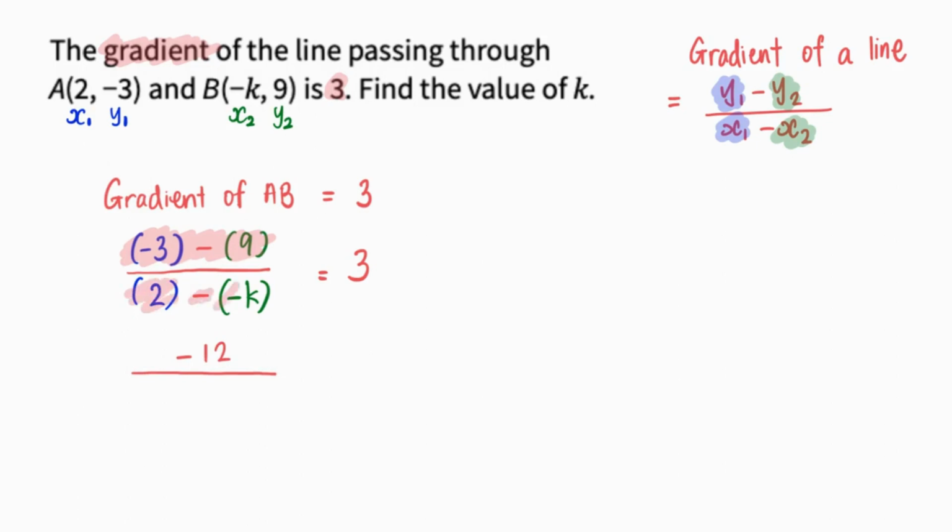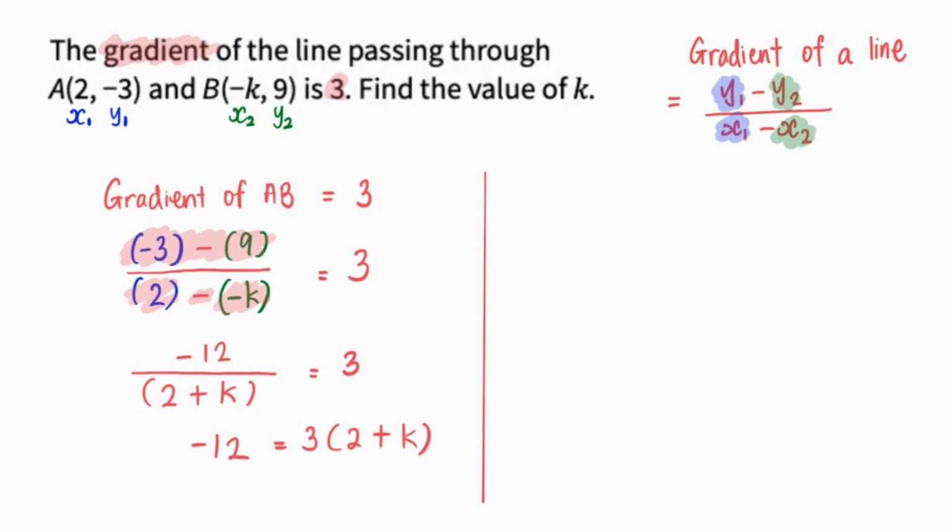2 minus a negative k, 2 positive k equals to 3. Alright. And after which, I'm going to multiply both sides by 2 plus k, so that this will be the next line that you will see. Negative 12 is equals to 3 times 2 plus k. And that will eliminate all the denominator of this equation. So let's continue to solve this equation.